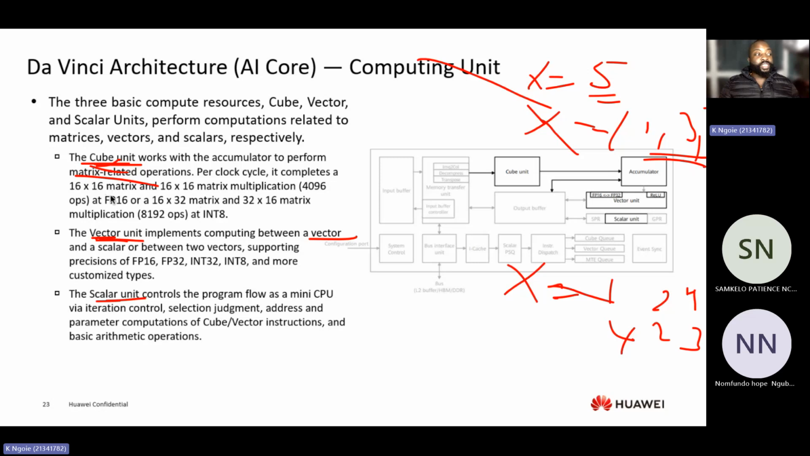Here we talk about a 16 by 16 calculation. That means this chip can handle up to a 16 by 16 matrix. 16 by 16, what does it mean? So if I have a matrix like this, 4, 3, 1.